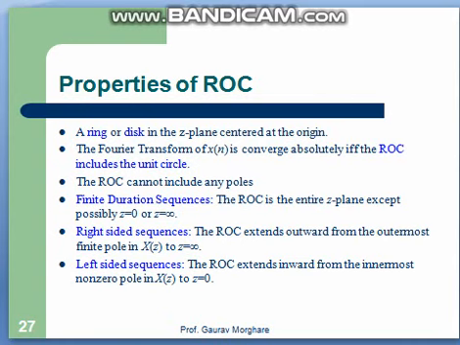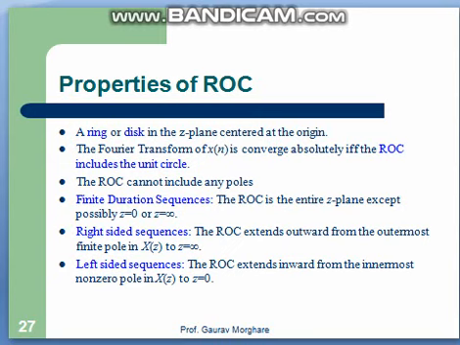Now the properties of ROC. The ROC is a ring or a disk in the z plane which is centered around the origin. The Fourier transform of x[n] converges absolutely if the ROC includes the unit circle. The ROC cannot include any pole.